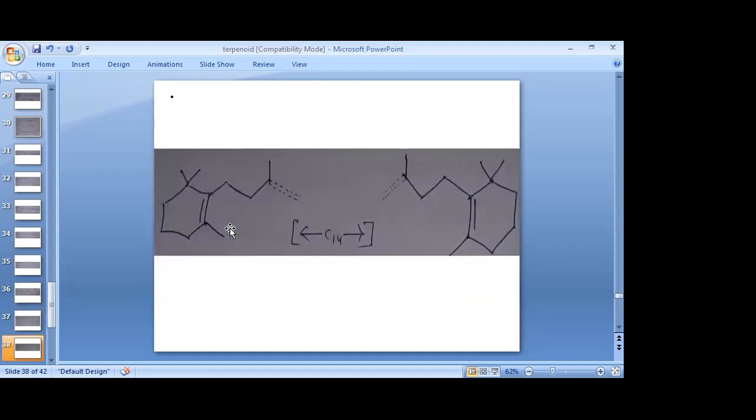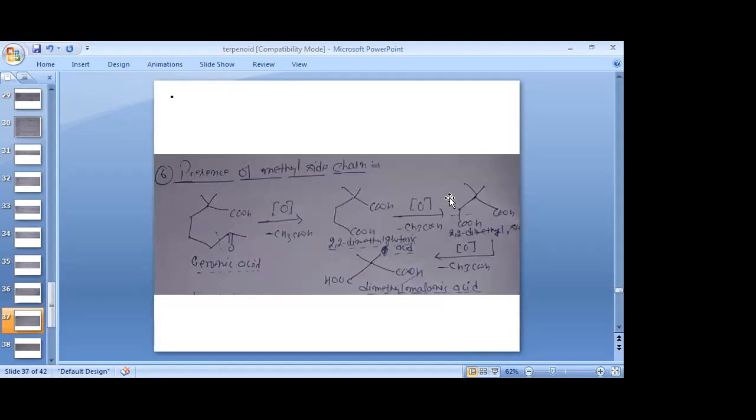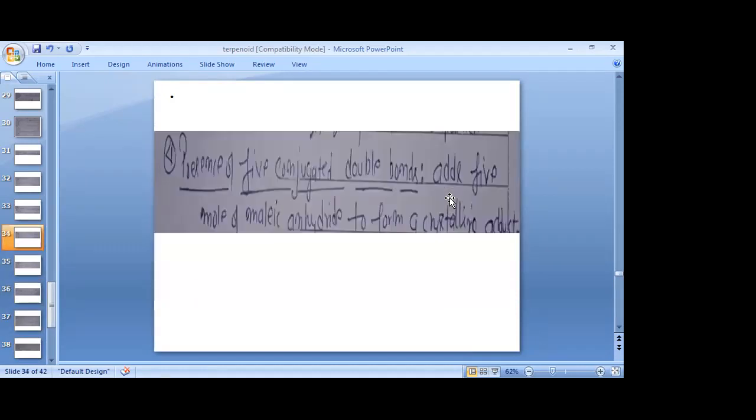Now after that, if we talk about the simple structure of beta carotene, you can see one cyclohexene and two cyclohexene. How can we say there are two cyclohexene? It is on the basis of two molecules of geronic acid formed from this reaction. So beta carotene on oxidation converts into two molecules of geronic acid. It confirms there are two cyclohexene rings, right? It is clear here.